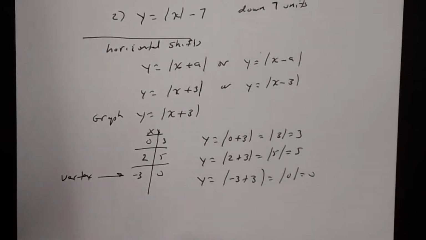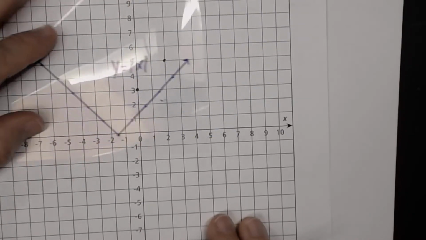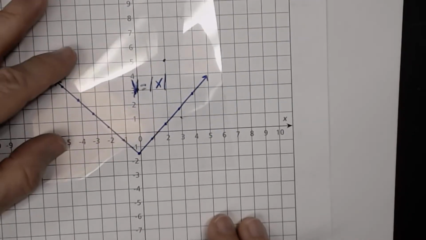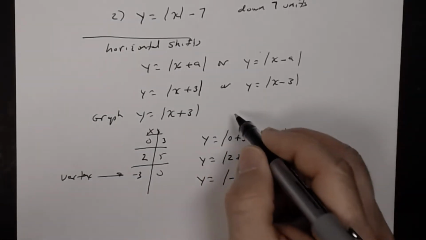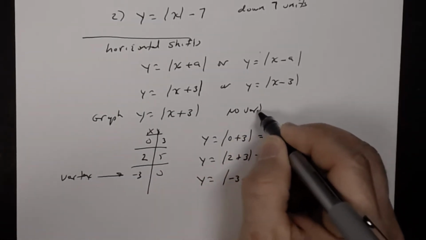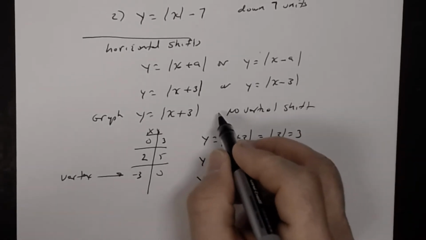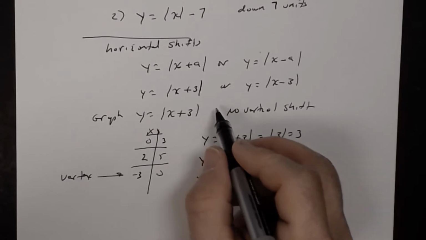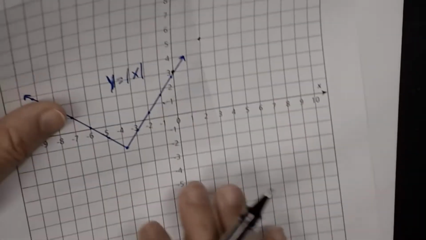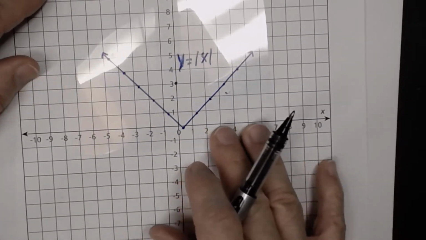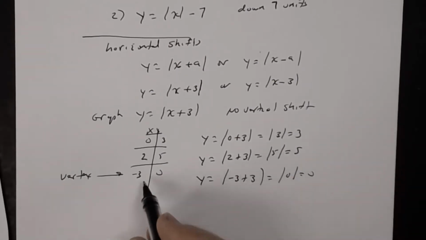Now keep in mind that's only true if we're just doing a horizontal shifting. Notice that there is no vertical shift here, since you don't see a number on the outside. So you don't see a plus 5, you don't see a minus 3, anything like that. So there's no vertical shift. So that means that I'm only involving a horizontal shift. Okay? All right. So let's plot some more points.